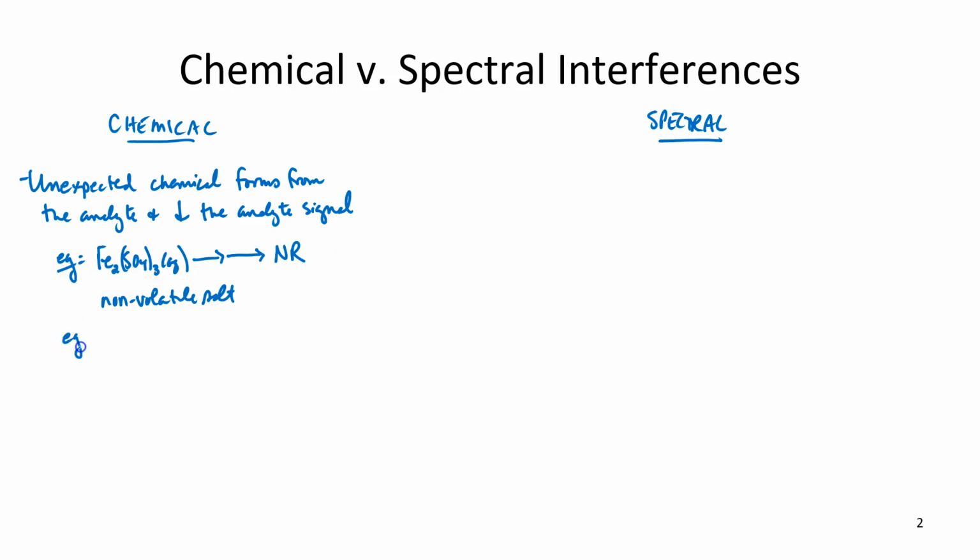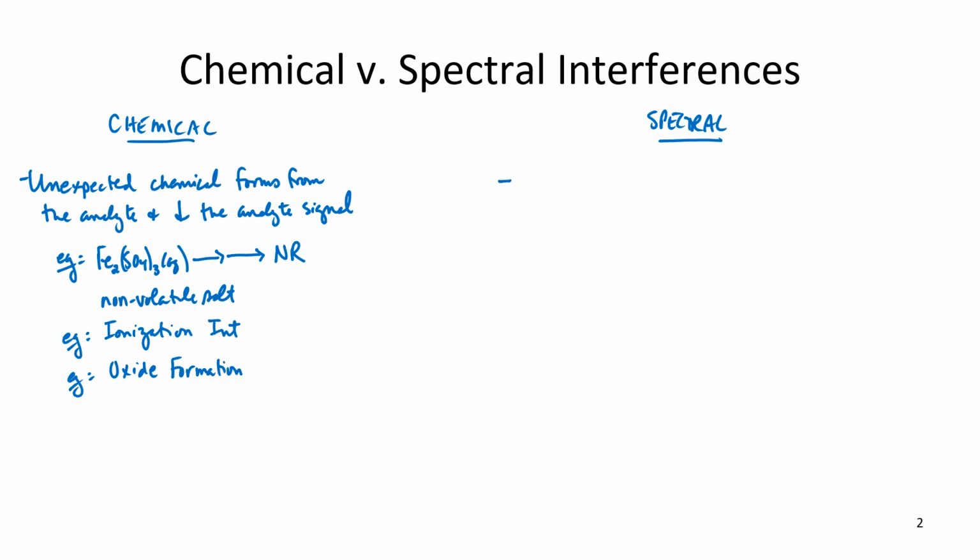Another example that we haven't talked about yet, which we will, is an ionization interference. And one more that we'll talk about is oxide formation. This is the one that can lead to a false positive. So we'll talk about that a little bit later. So that is a chemical interference.